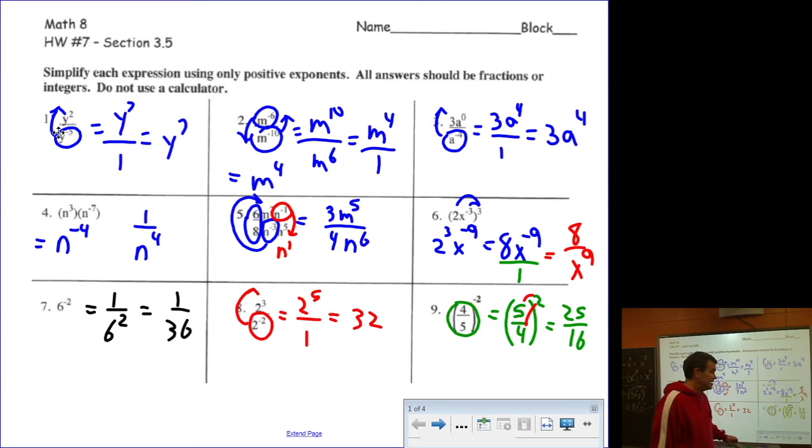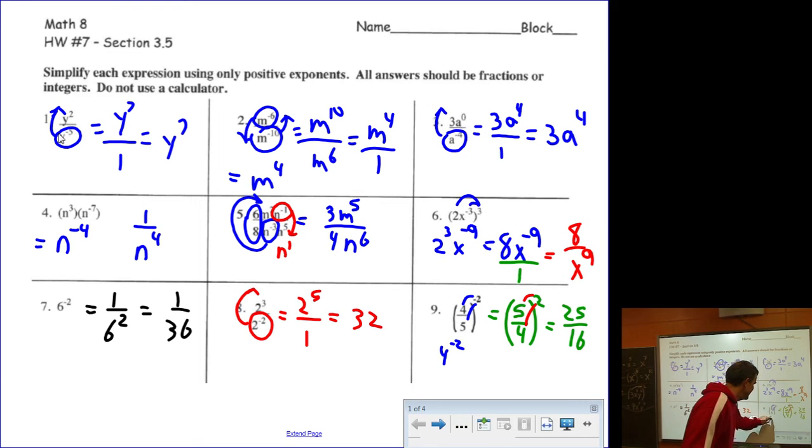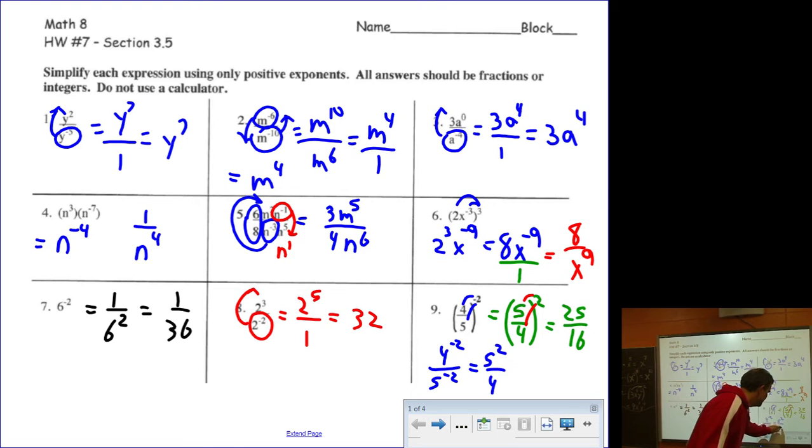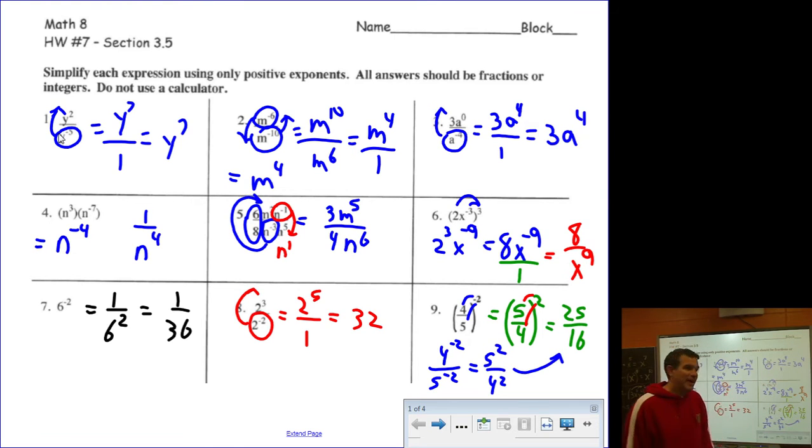Another way to think about that is maybe you apply the negative exponent before you turn it positive. That would give me 4 to the negative second over 5 to the negative second. But of course, since both of those have negative exponents, they both need to switch places in the fraction. So the 5 moves to the top and the 4 moves to the bottom. And that gives me the same answer I got before.